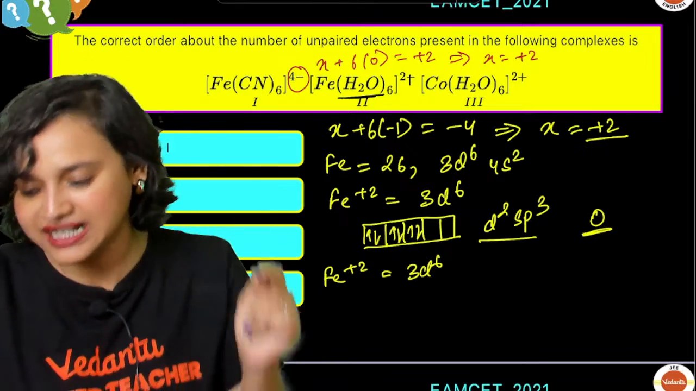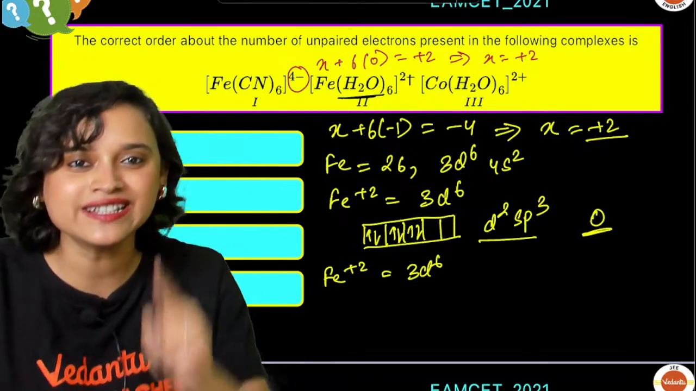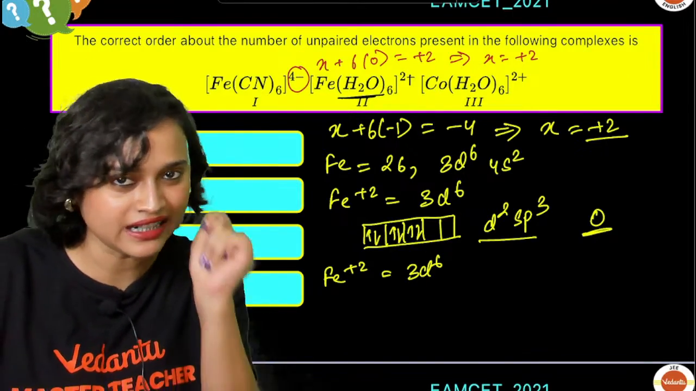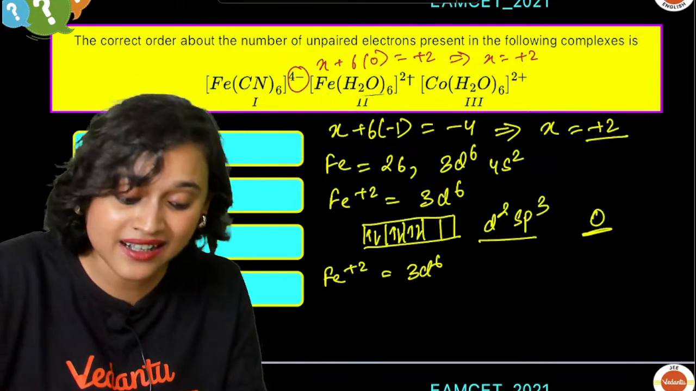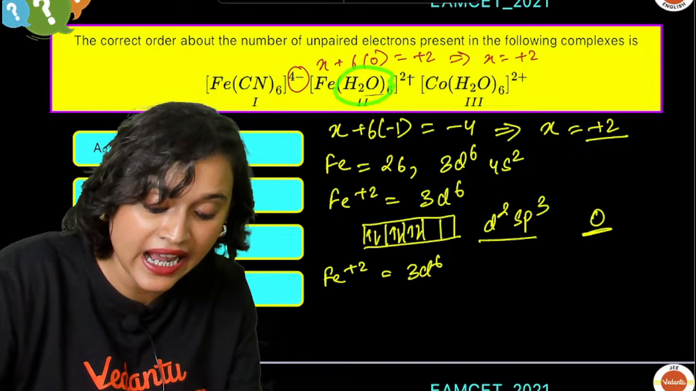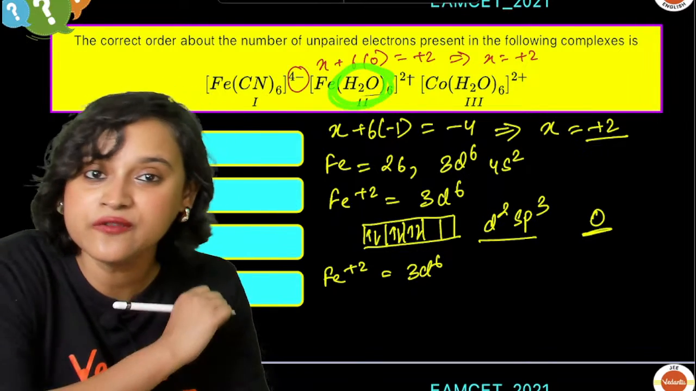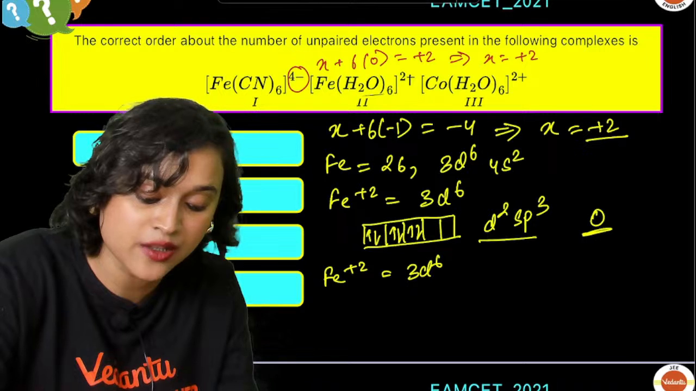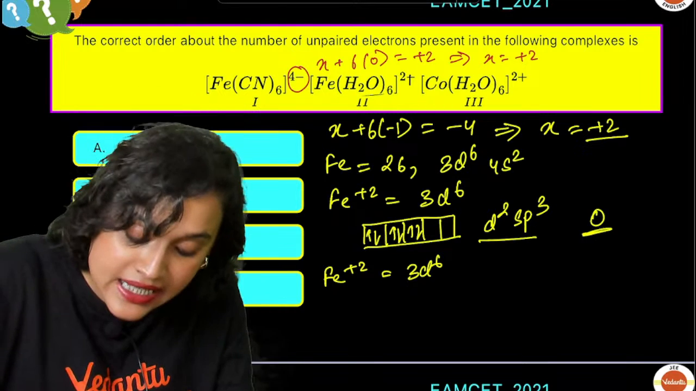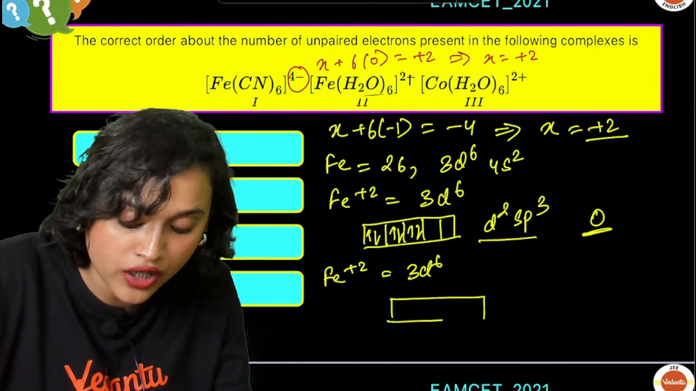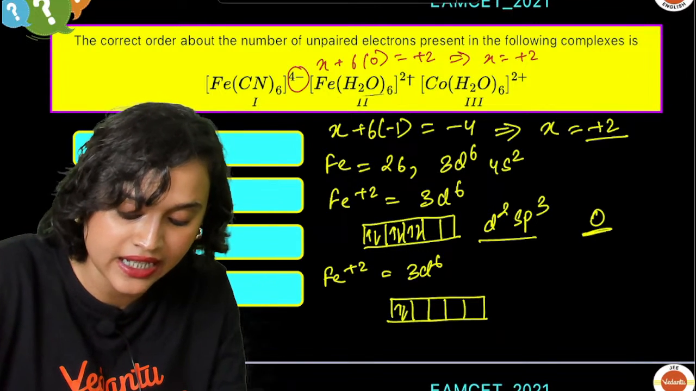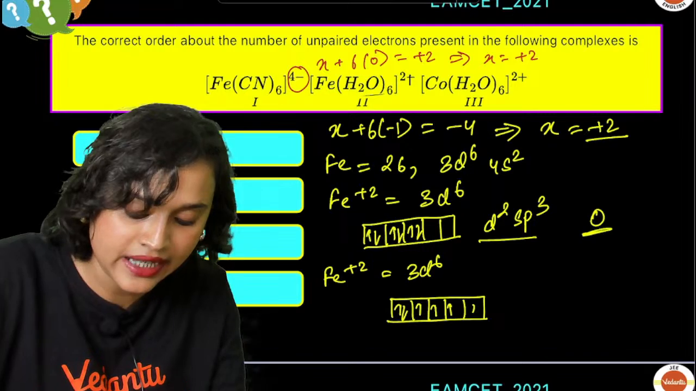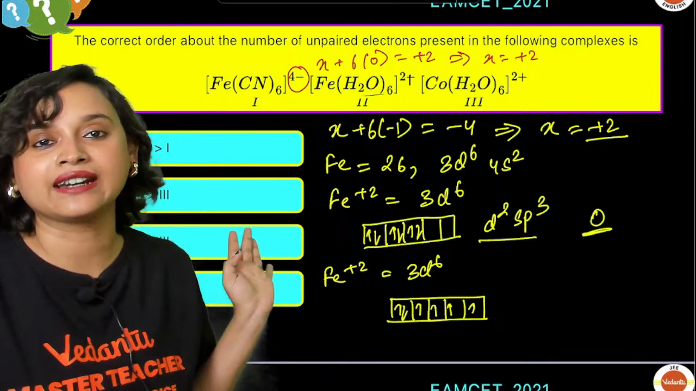Here is a but, a twist in the story. The story here is that H2O is a weak field ligand, and because it is a weak field ligand, what will happen? This time pairing up will not happen, and the orbital will look like this. See, electrons will look like this. Now see, this is how they will act.